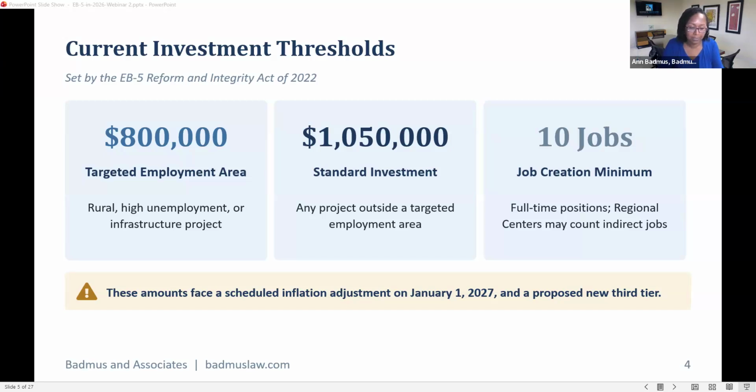Now, these amounts that we're looking at are not permanent. The Reform and Integrity Act that was enacted a few years ago, actually in 2024, built in an automatic inflation adjustment. So as you can see, there is an inflation adjustment that is expected on January 1st, 2027. And there's also a proposal for a third tier of investment that we'll talk about in detail later.